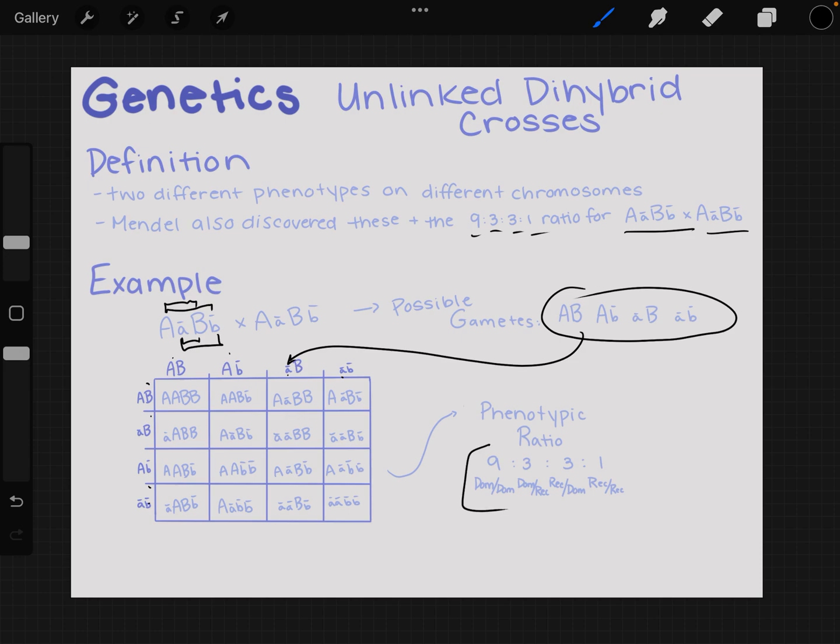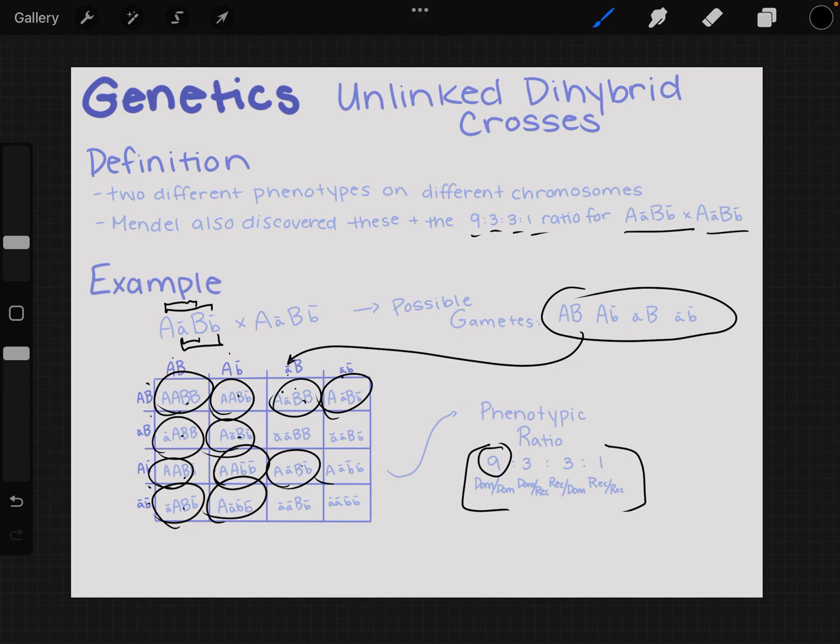So when I say we have this phenotypic ratio here, where did I get it from? So this is going to be dominant, dominant, dominant, dominant, right? Because they have at least one uppercase A and uppercase B. Dominant, dominant, dominant, dominant. Sorry, not that one. This one. Dominant, dominant. So let's count. 1, 2, 3, 4, 5, 6, 7, 8, 9. So that's how we get our 9. Then if we want to look at dominant recessive, we have 1, 2, 3. 1, 2, 3 of the recessive dominant. And then only 1 of the recessive.